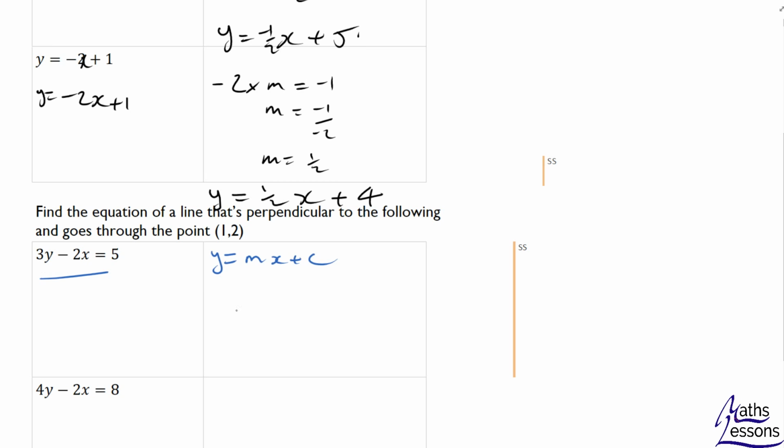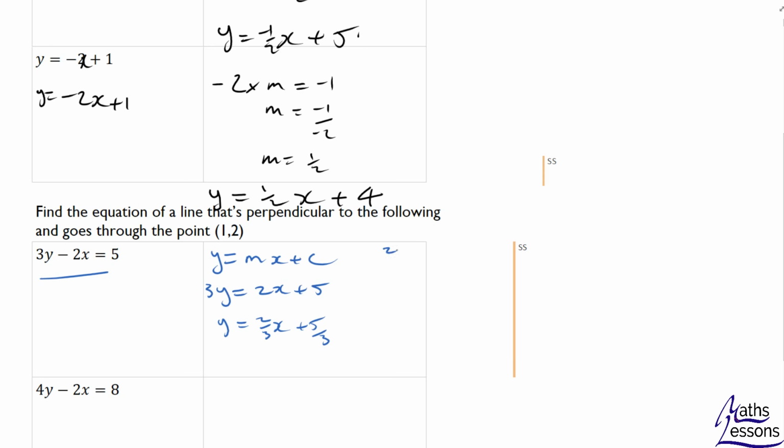So let's add 2x to both sides. So we get 3y equals 2x plus 5. And then we divide by 3. So we get y equals, divide each term by 3. Dividing this term by 3 gives y. Dividing this term by 3 gives 2/3 x. Dividing this term by 3 gives 5/3. So we know that the gradient is 2/3.